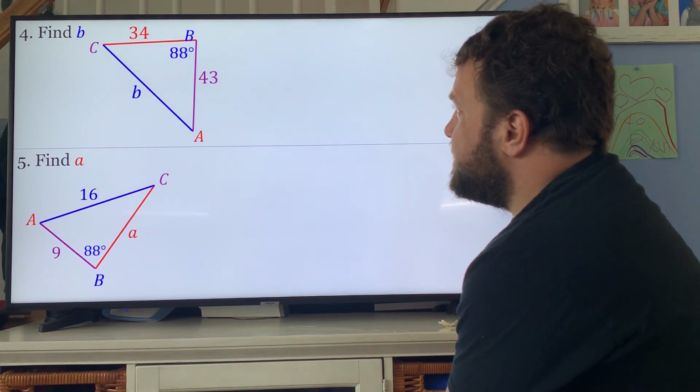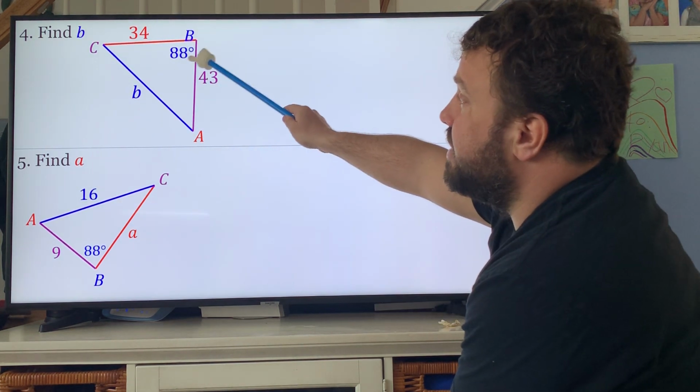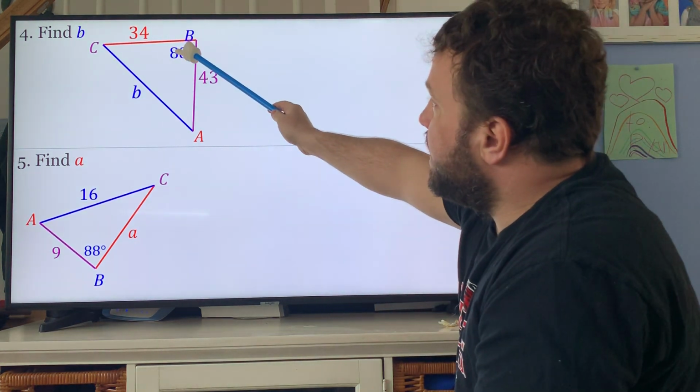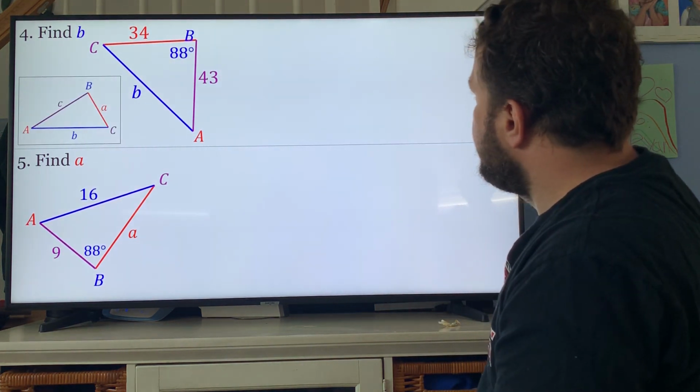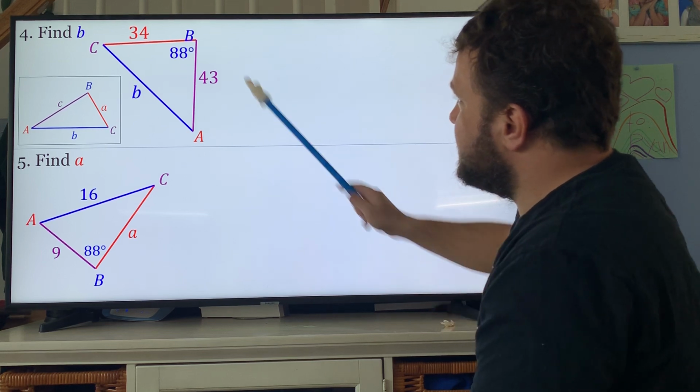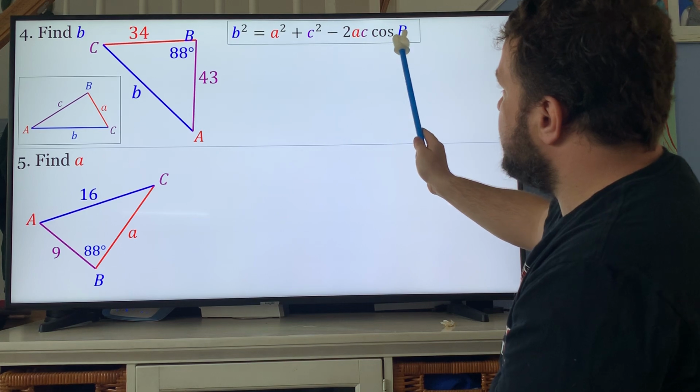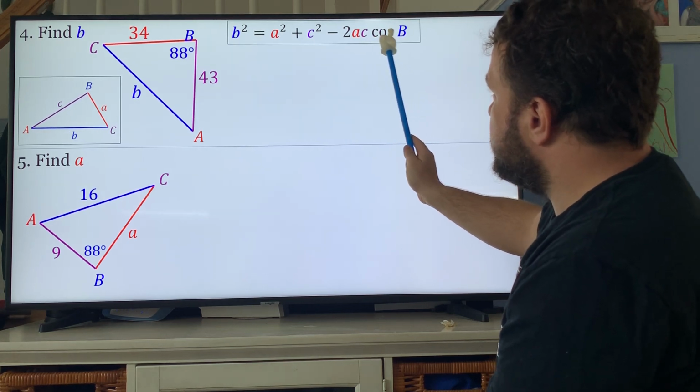Got it? Well, let's see. You're given an angle now, and you have to find the side. Ooh, tricky. So, we have to use the one with B, cosine B, right? Because that's the angle we have. So we're going to use B squared equals A squared plus C squared minus 2AC cosine B. So let's fill this in.